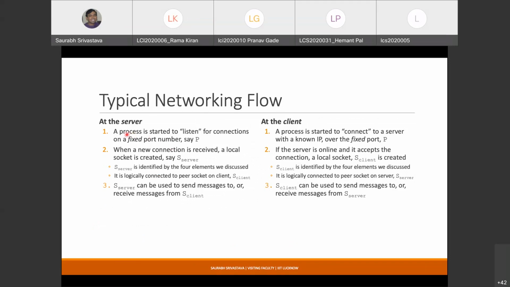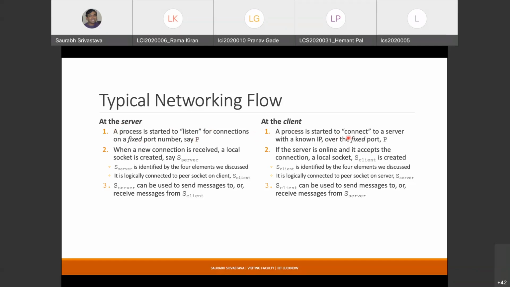There is a process which we start, and it starts listening for connections on a fixed port number. Okay, and this is the server process. The server process starts running on your server machine, and it says that from here onwards, if a connection request comes up on this particular port number, let us call it P, I am going to be the one who is going to respond to it. And then the server process is already running.